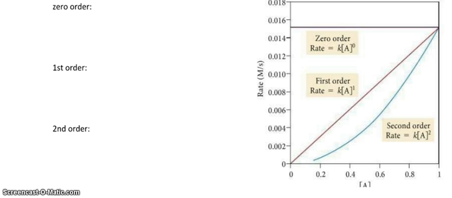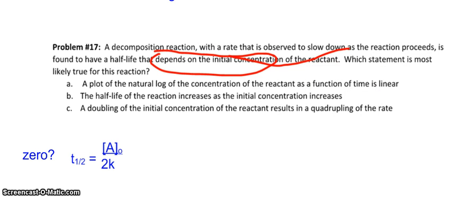So let's go back to our question 17. All right, so here we are on page 16. And so does the rate slow down? The answer is no. It remains the same. So it's not going to be zero order. We can cancel that one out. Is it first order? Well, let's find that out. So here's first.